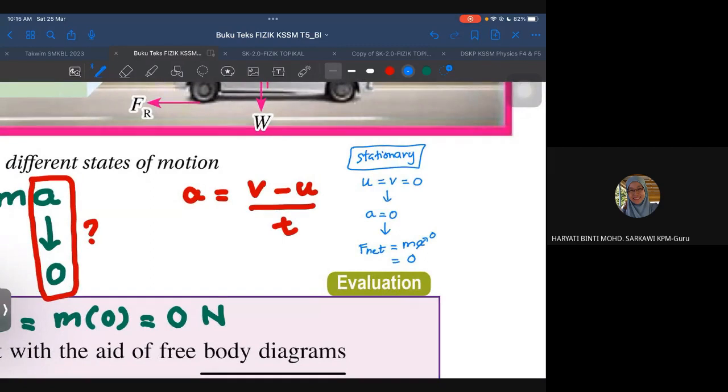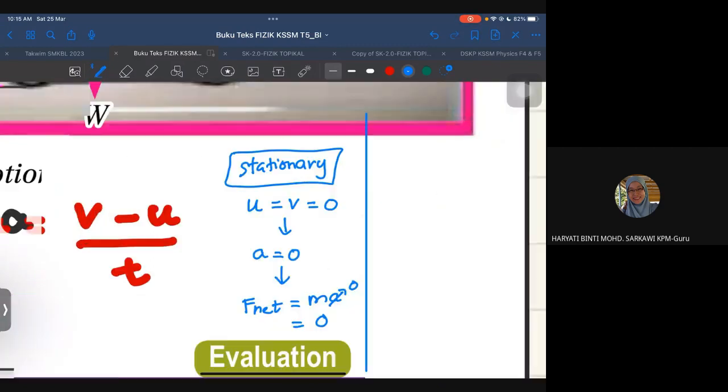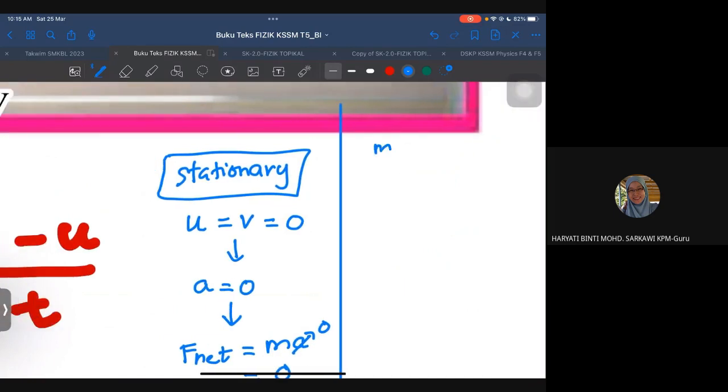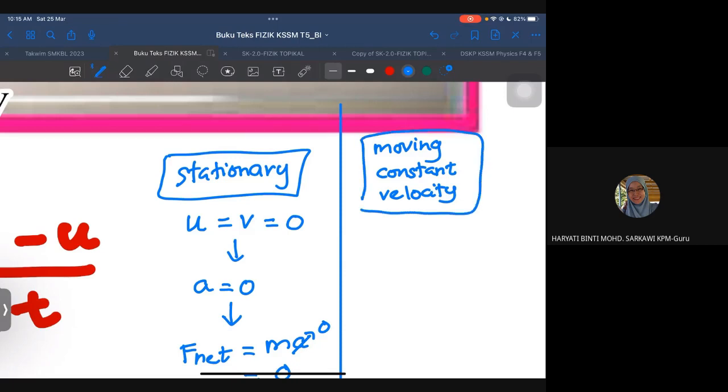If the object is moving, okay, moving with constant velocity. If constant velocity, it means that U will be equal to V because it is constant, and there is a value. Okay, let's just give a value, let's say 20 meter per second.